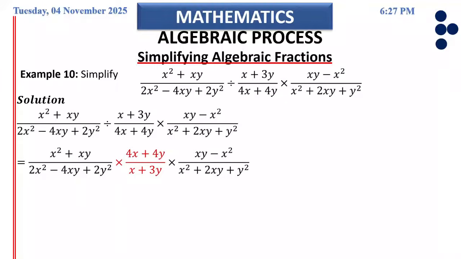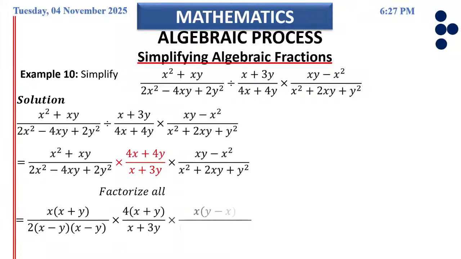Okay, so from what you have there, you agree with me that the next thing to do when you look at your question very well is to factorize. So you factorize all of the expression. Yes, it doesn't look like anything, but when you factorize everything, it will bring out what you need and something that can help your simplification process. Okay, so if you check very well, you see we have x into x plus y, 4 into x plus y, x into y minus x.